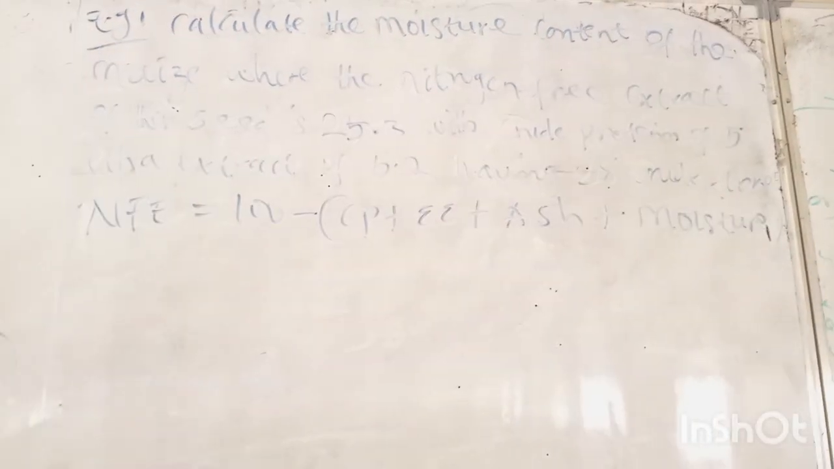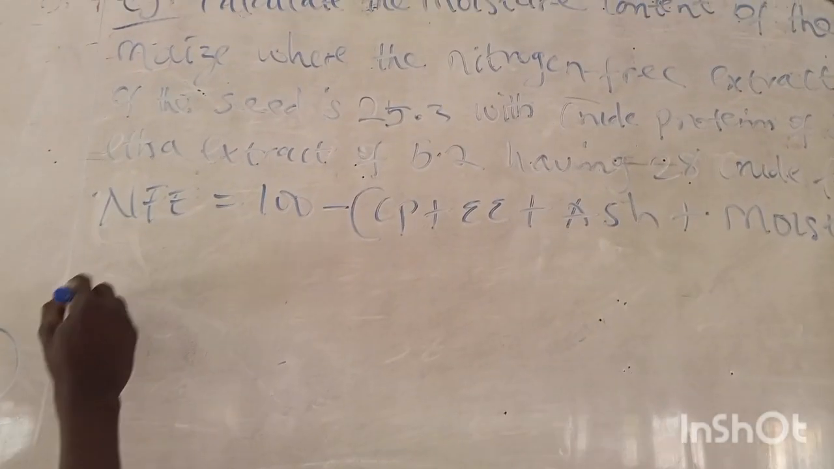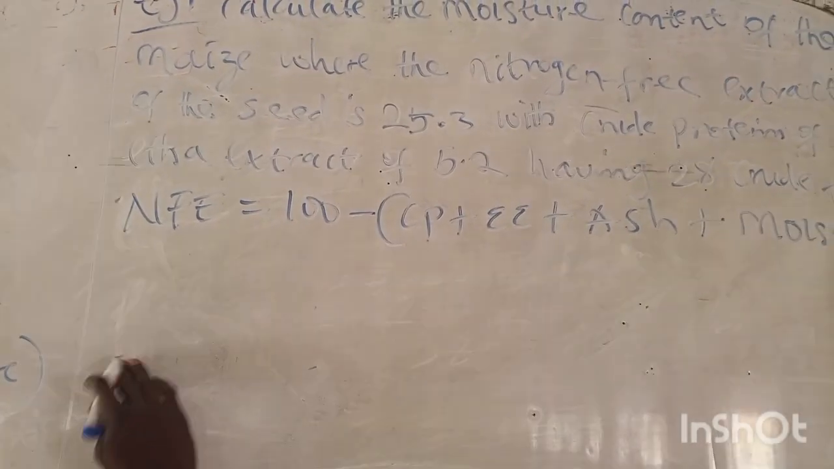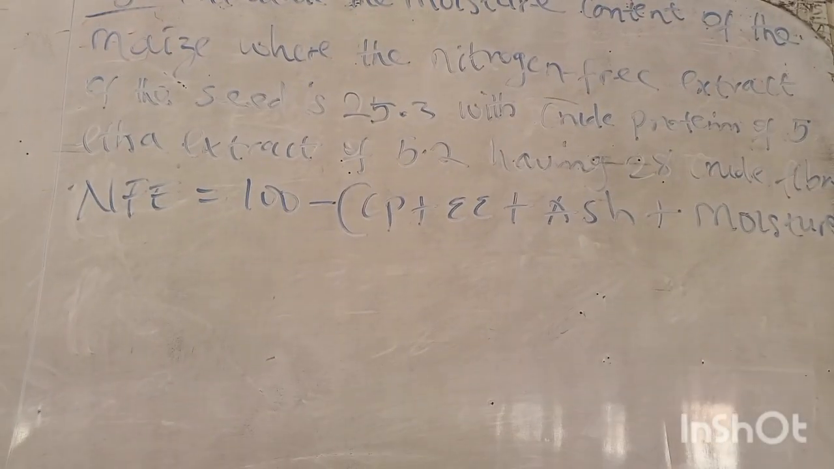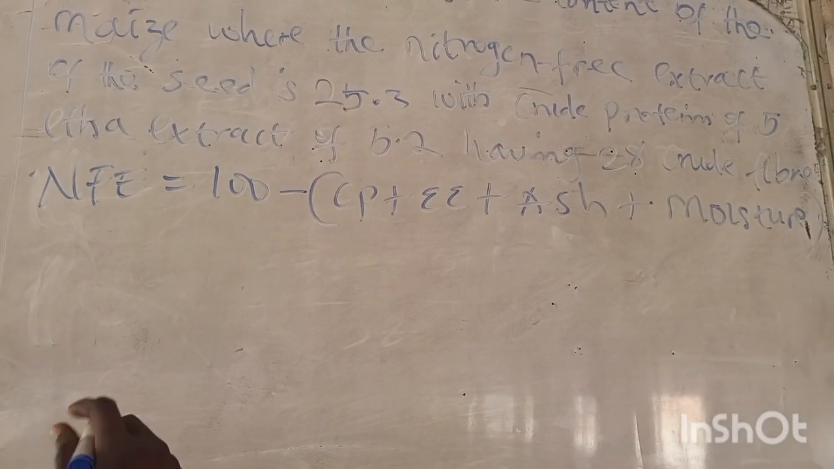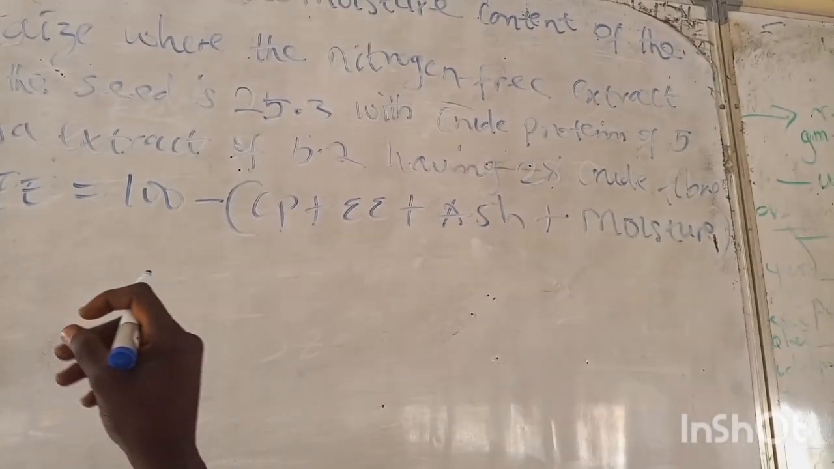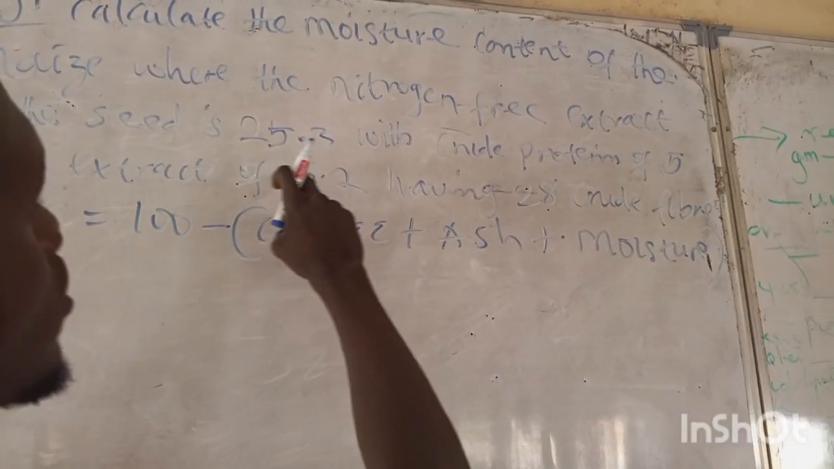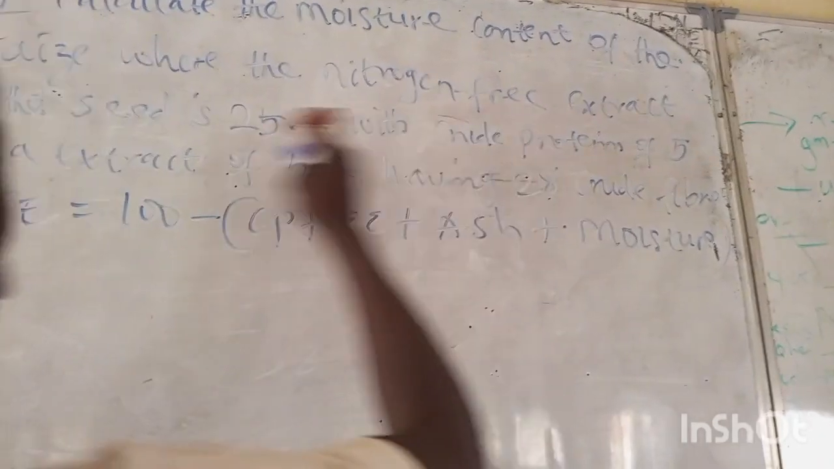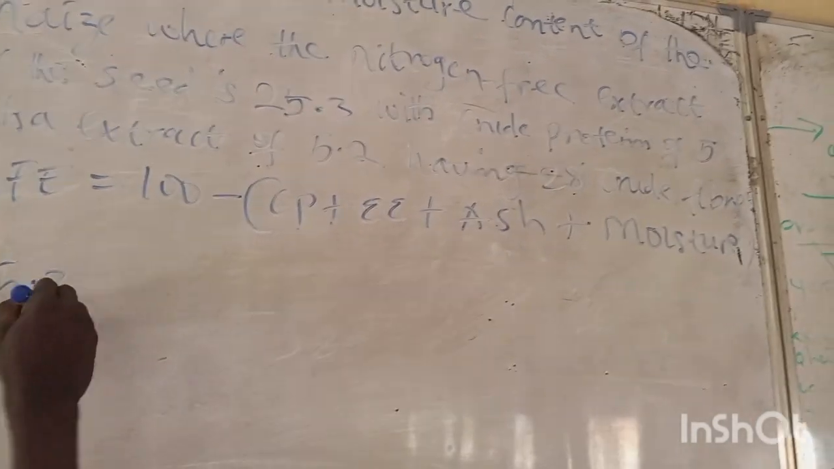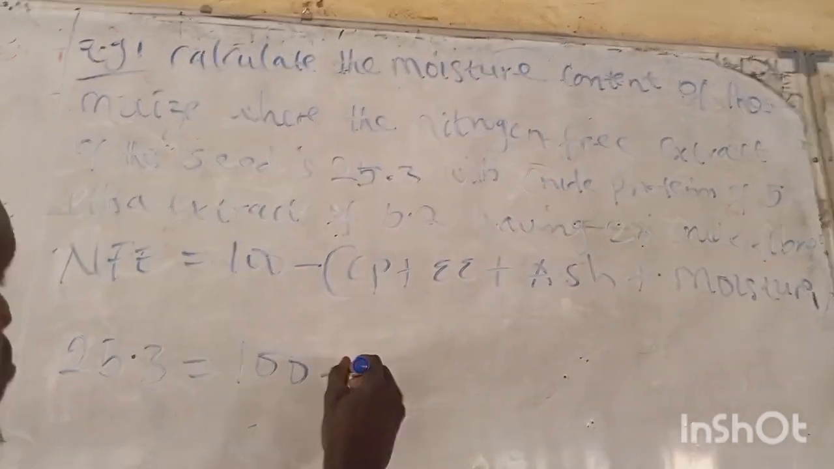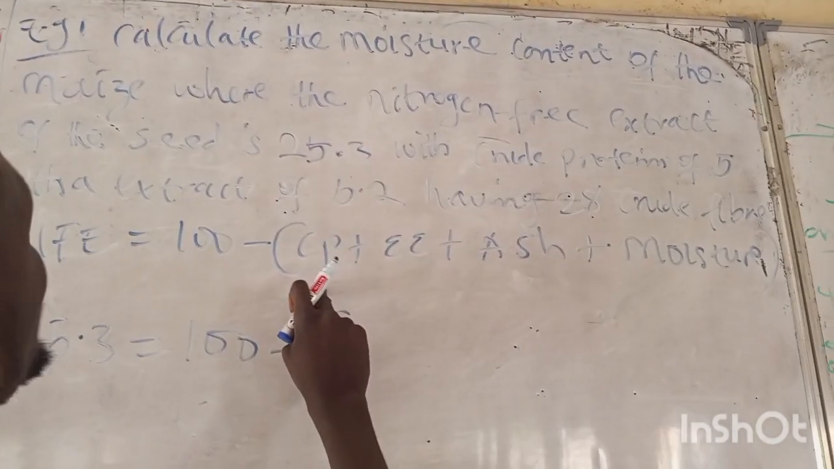And remember, we are to look for the moisture content of the maize. So we cannot ask what is the value for NFE. You are going to be replacing it with the value they have. So our NFE is what? The nitrogen-free extract. Where is it? 25.3. So nitrogen-free extract 25.3 is equal to 100 minus open bracket. What is our CP? The crude protein.